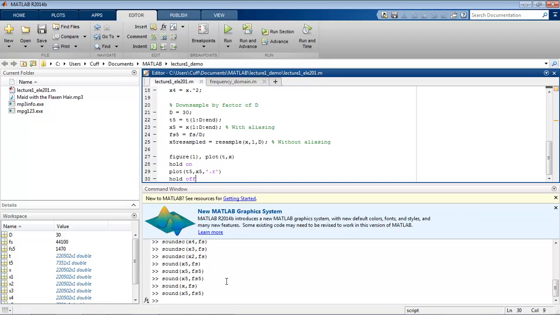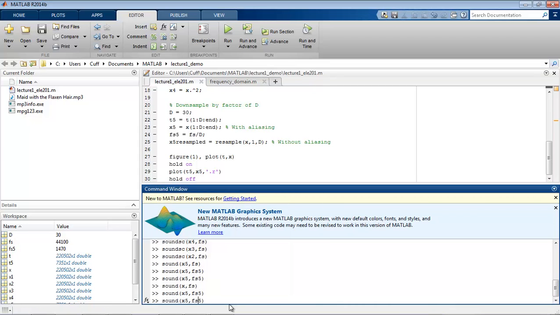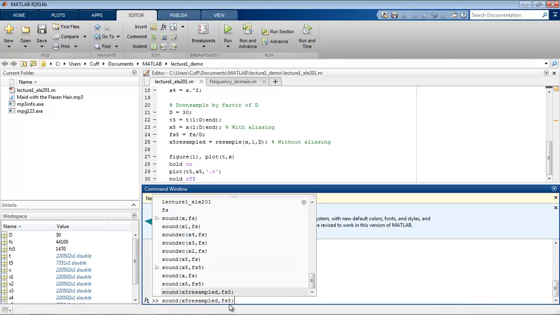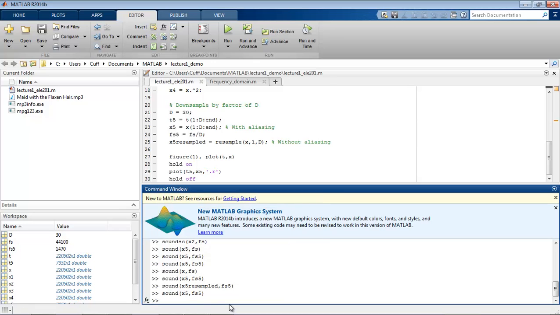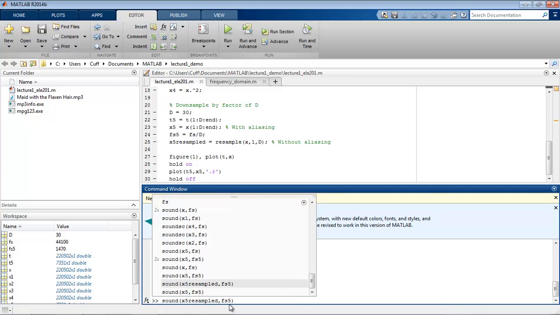So here, this new thing here, I'll call it x5 resampled. Is the same length of a sequence. Let's hear how it sounds. Okay, notice that a lot of the artifacts are gone. I'll play back and forth between these two again. You hear all those artifacts that you'd rather not have. If you do it correctly.